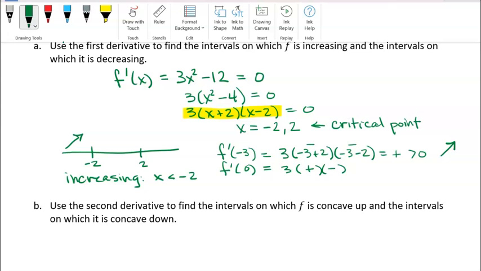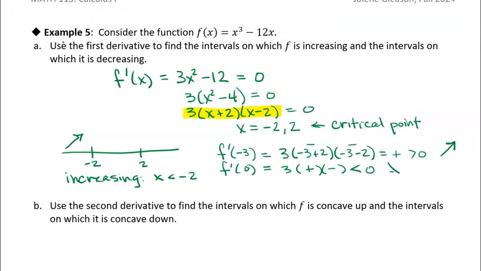So what is that telling me? I've got positive, positive, negative, so this is going to be less than 0, which means it's decreasing. I could even draw on my number line a little arrow that is decreasing as you go from left to right, a line with a negative slope. So it's decreasing for x between -2 and 2.